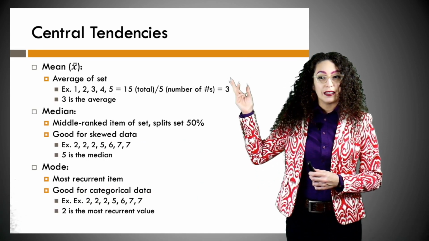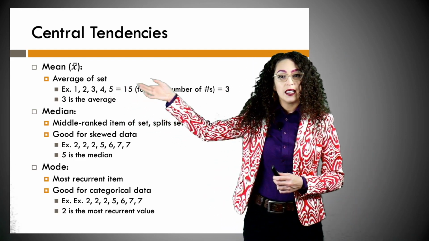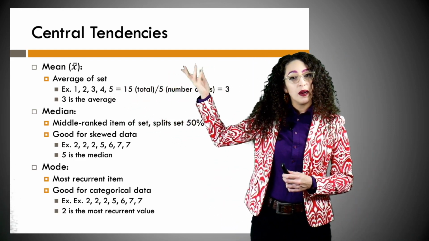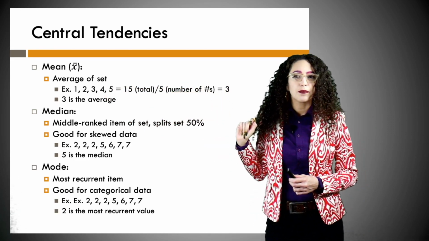Here we have the mean. It's just the average of a set, right? You add up all the numbers in a set, get the summation, and you divide by the number that were in that set. Here, the average would be 3.